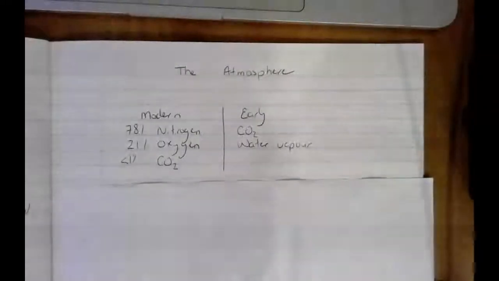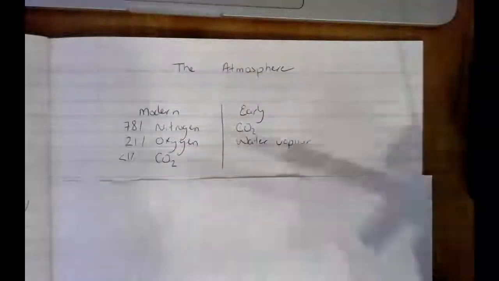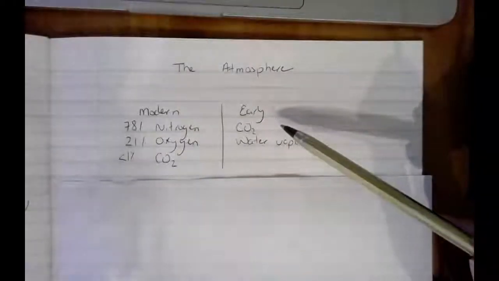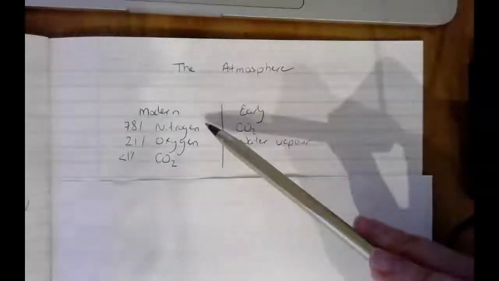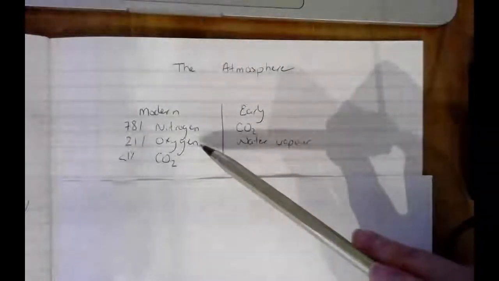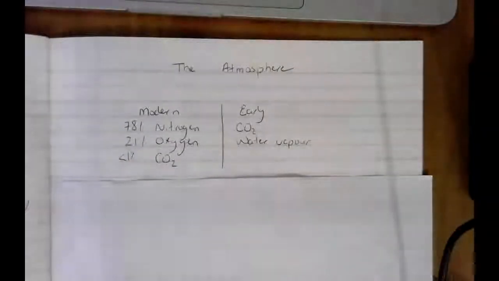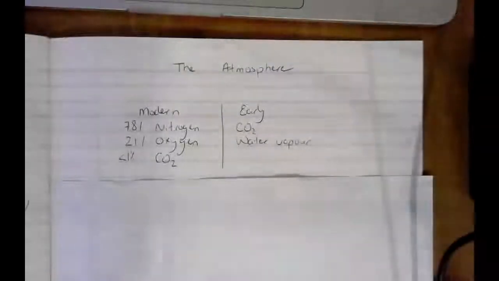The atmosphere that we have today, however, is very different from what it would have been on early Earth. Early Earth, the atmosphere was made up of mostly carbon dioxide and water vapor, whereas now we've got mostly nitrogen, we've got around 21% oxygen, and we've got a very small amount of CO2. So you need to look at what caused the composition of the atmosphere and what caused those changes.